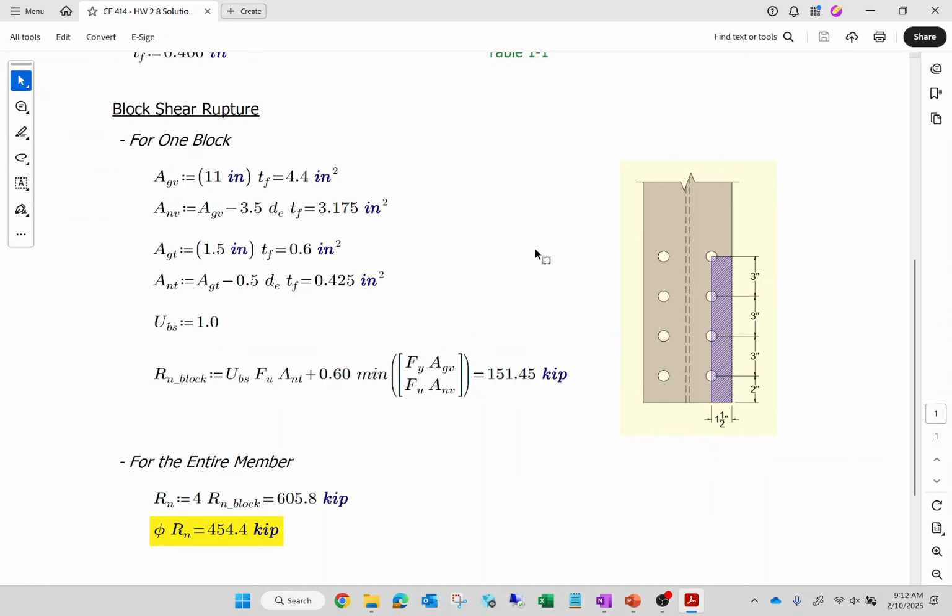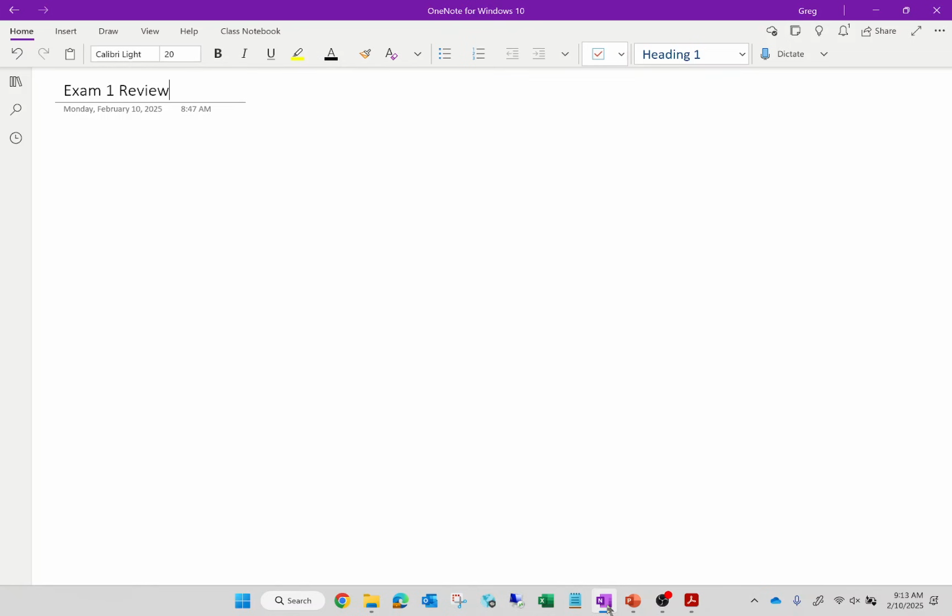Is it the same process of calculating block shear rupture if the member has staggered bolts? Okay, that's a great question. So the question was, what about for staggered? I'm going to give you an answer, but I'm going to tell you, no block shear for staggered connections. I'm not going to make you do that. Now let me show you how you would, just to make the point.